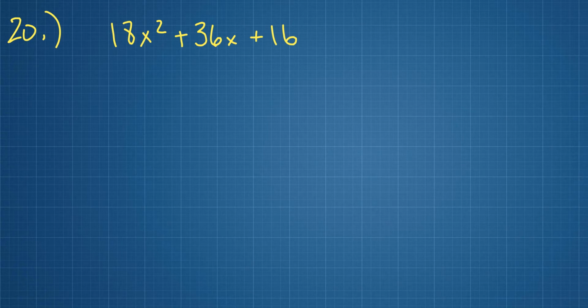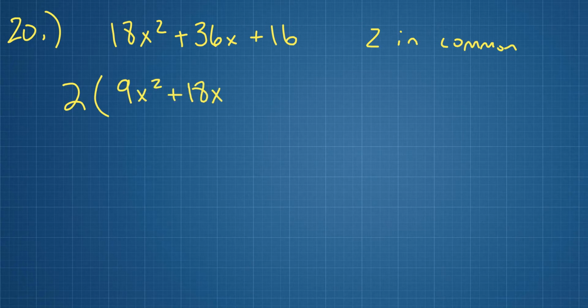All right, so number 20, I have 18x squared plus 36x plus 16. All of these are divisible by 2. So they have a 2 in common. If it was just 36 and 16, they'd have a 4 in common. But 4 doesn't go into 18, so 2 is the biggest number that divides all three of them. I put the 2 outside. I have 9x squared plus 18x plus 4.